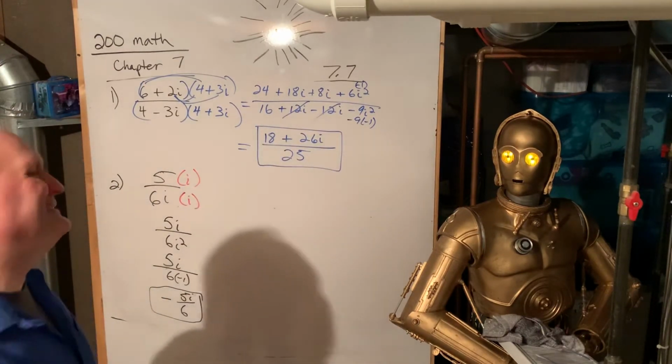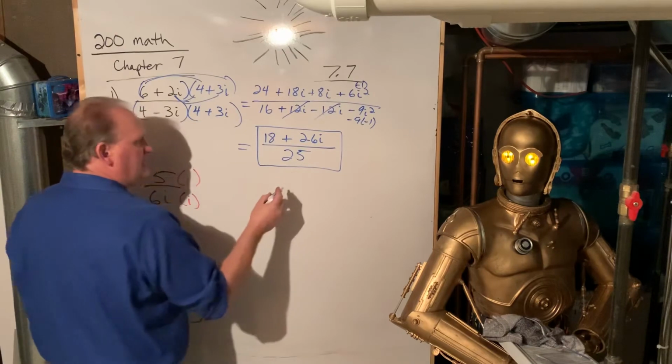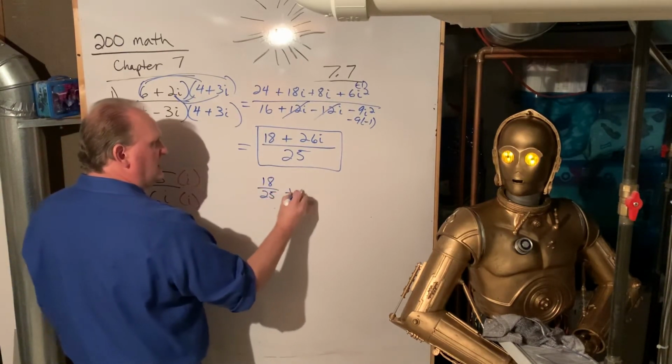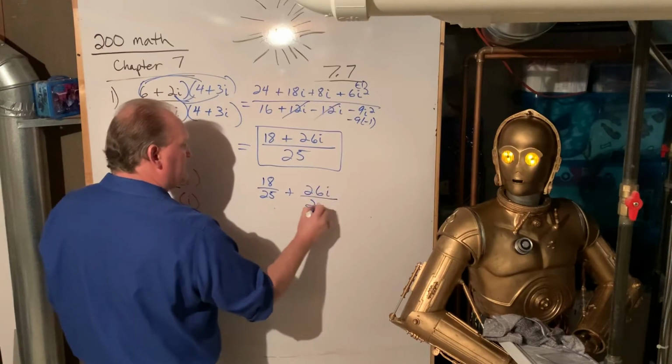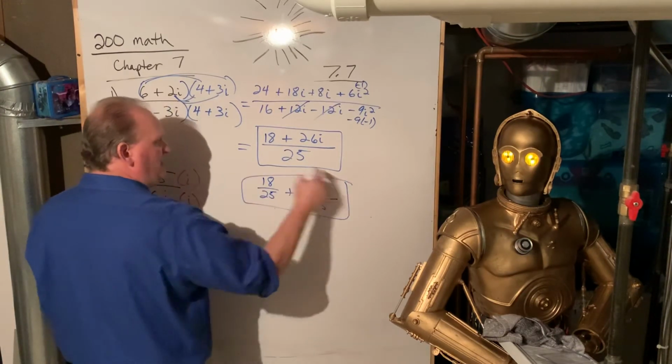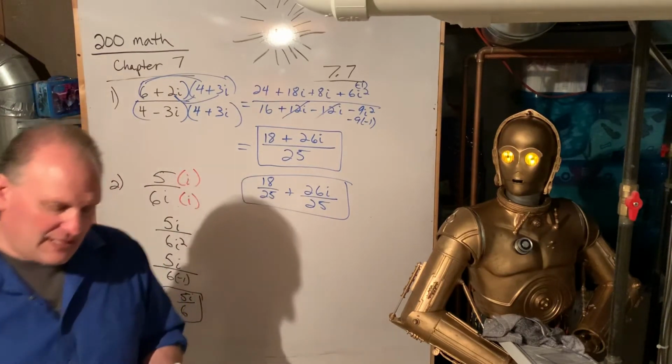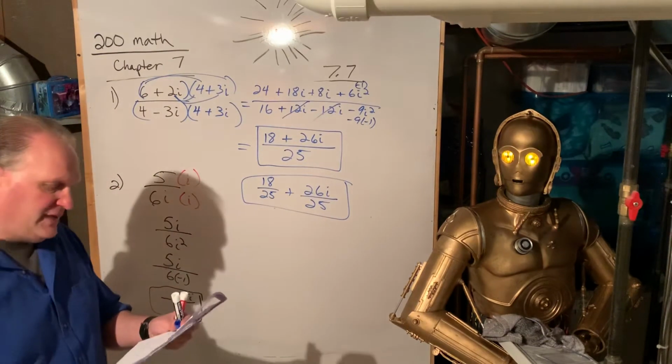Online, when you're doing these, they want a plus bi, so they want you to write it like this: 18 25ths plus 26i 25ths. They just want you to split up the fraction, so enter it like that when you're doing the online problem, because they're really sticklers about that a plus bi.